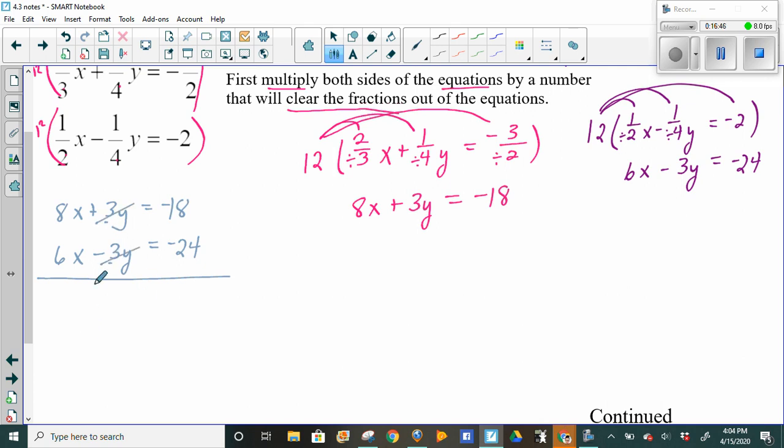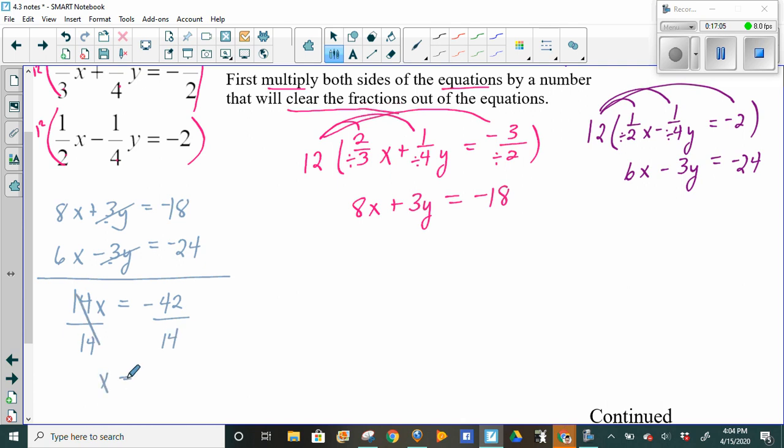So I'm going to cancel those out. 8 plus 6 is 14. And negative 18 plus negative 24 is negative 42. And we're going to divide both sides by 14.